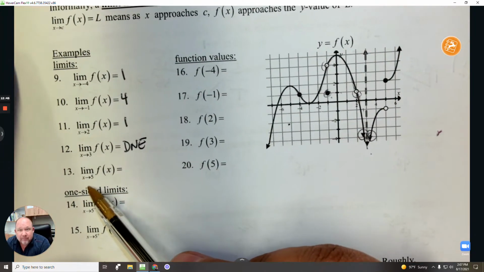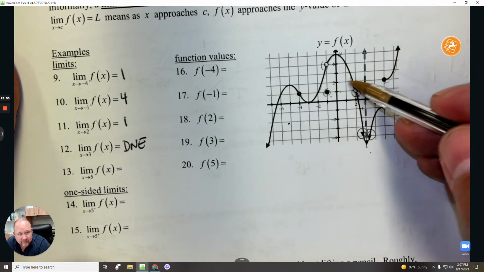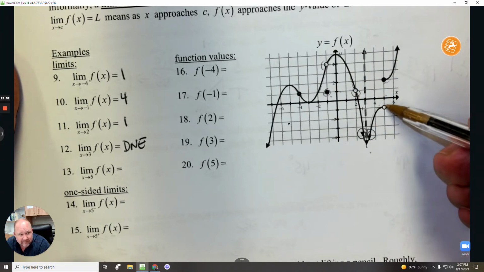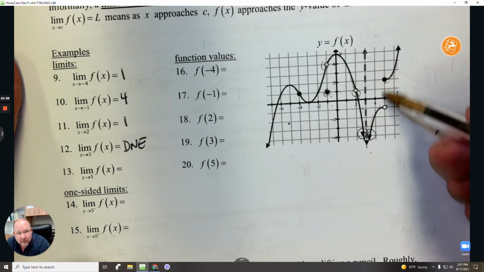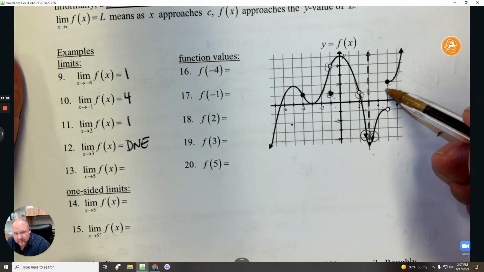The limit as x approaches 5. Here we are at 5. From the right, it's approaching 2. From the left, it's approaching negative 1. Notice how there's a jump in the graph. A limit doesn't exist where there's a jump, so this does not exist.